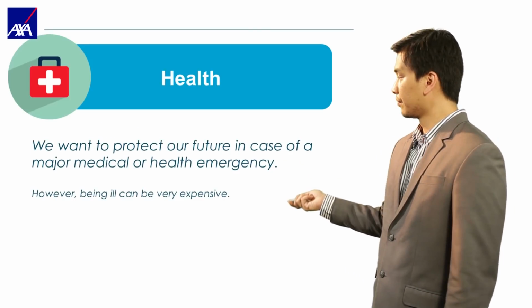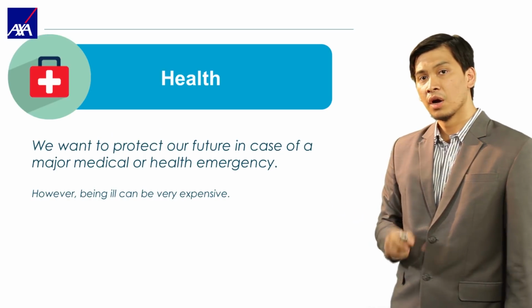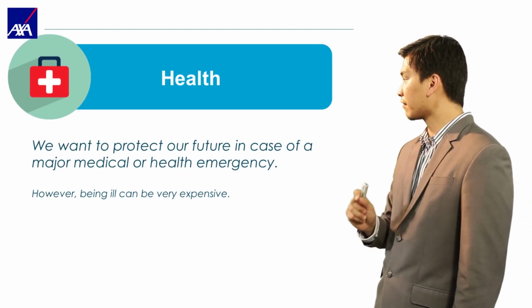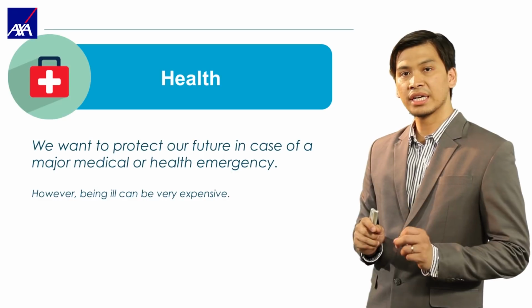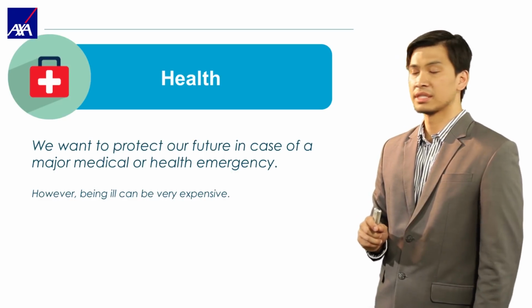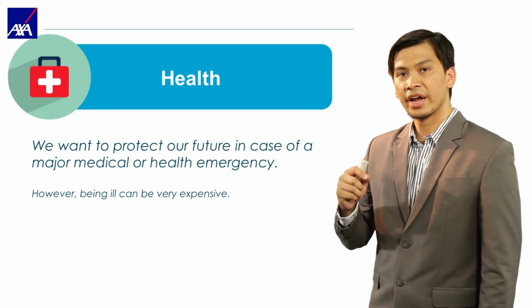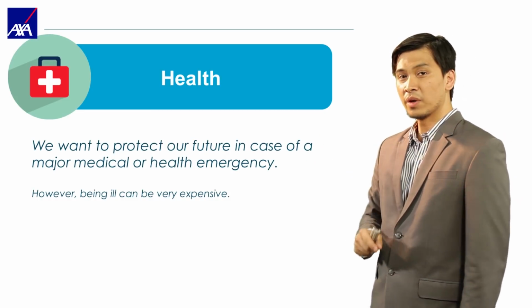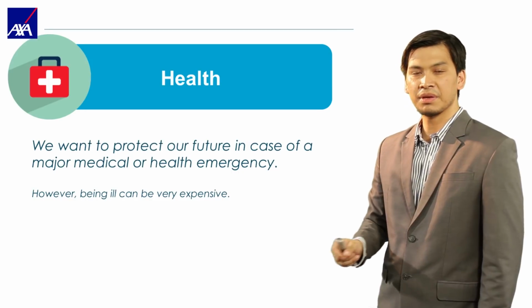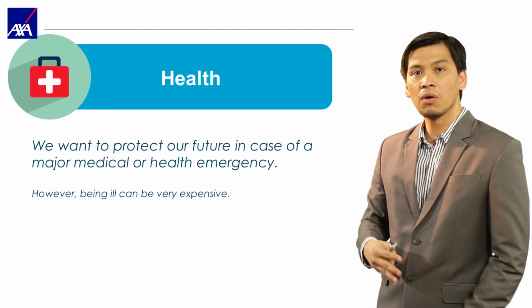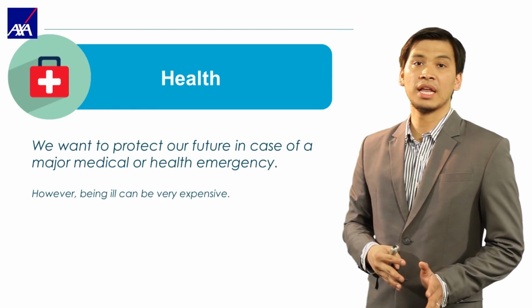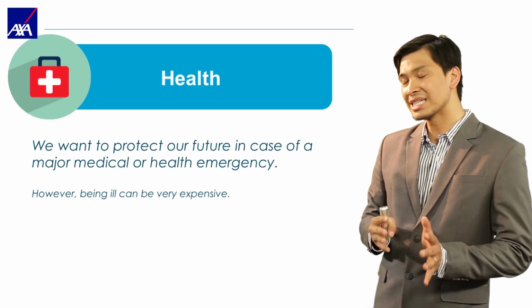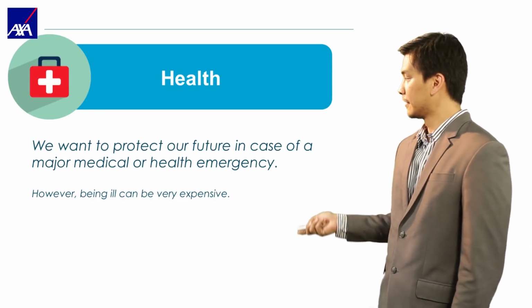And the last need, health. We want to protect our future when a major medical or health emergency happens. The problem here is there is a rising cost of medical expenses, and when we get sick, it can be very expensive. How will the family cope? What will happen to the family's finances when this unexpected need arises?